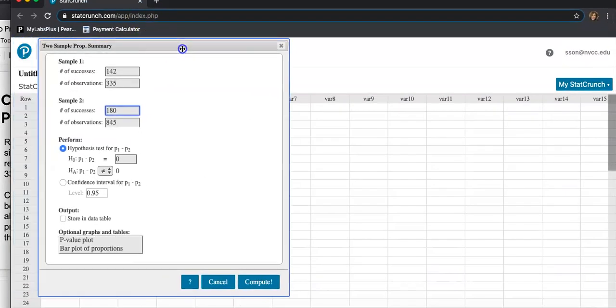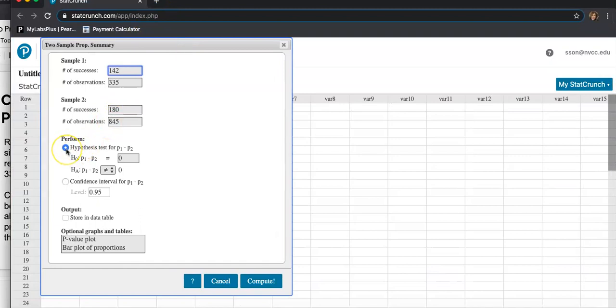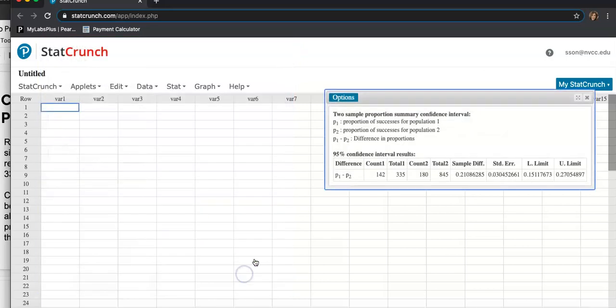All right. Right now, we will do hypothesis testing later in this lesson, but for right now, I'm very sorry, we're doing the confidence interval for 95%. So click on confidence interval for P1 minus P2. We're estimating the difference in population proportions. And we want the level to be 0.95. We want 95%, and hit compute.